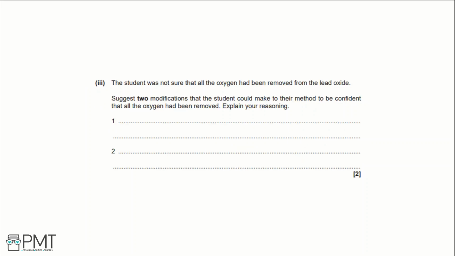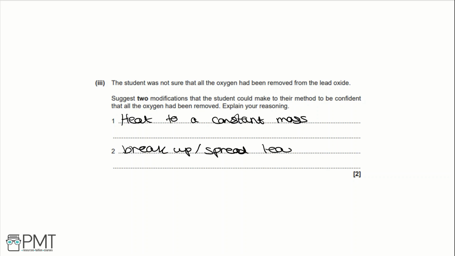Part 3. The student was not sure that all the oxygen had been removed from the lead oxide. Suggest 2 modifications that the student could make to their method to be confident that all the oxygen had been removed. Explain your reasoning. There are multiple options that will get you a mark for this question. You can either say heat to a constant mass, break up or spread the lead oxide, pass the methane through the tube as it cools, use excess methane, or bubble gas through lime water. All 5 of these options would get you each a mark, so you just need to pick 2 of the 5 to get your marks for this question.